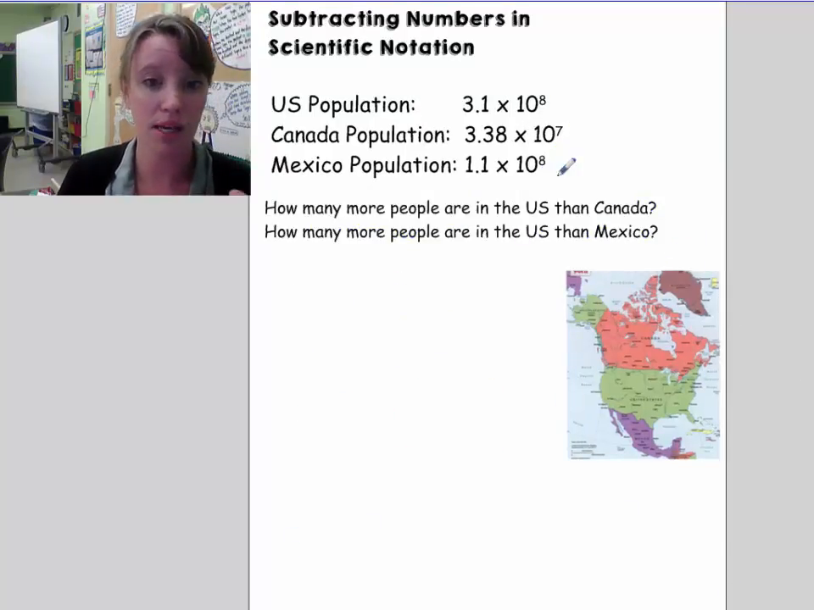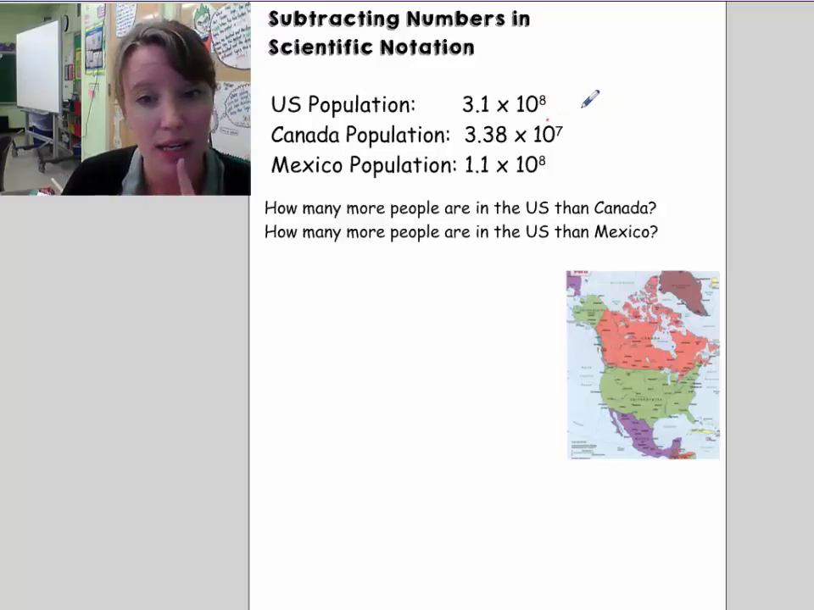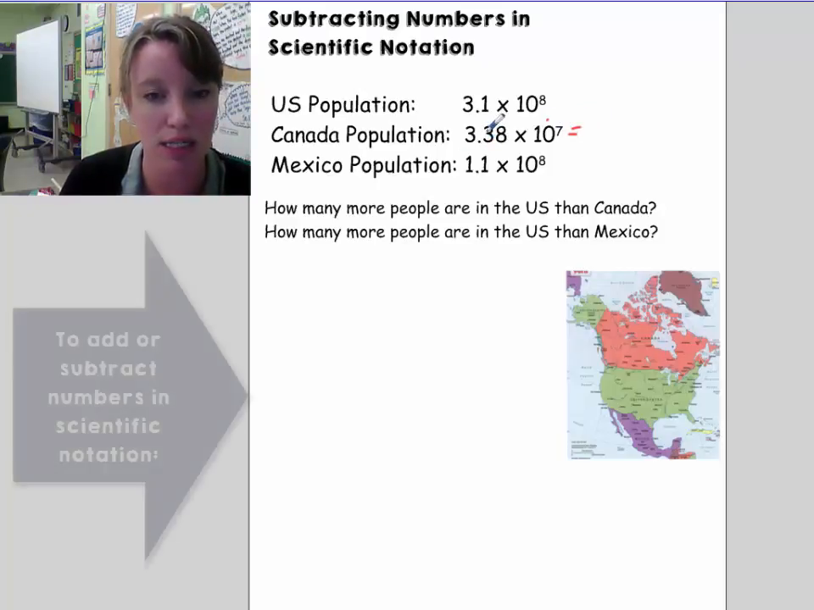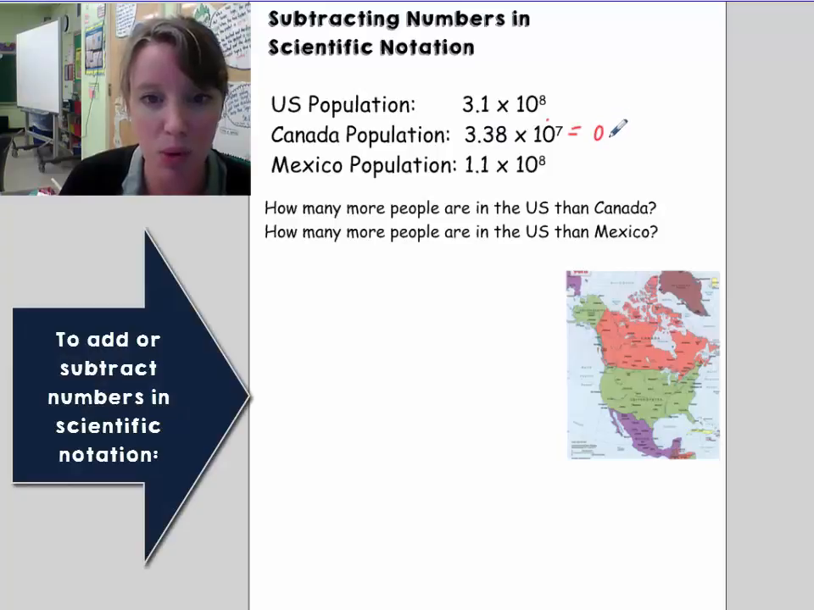Okay, let's say that we're trying to figure out how many more people are in the United States than Canada, so I want to subtract the Canadian population from the United States population, okay? I am going to do the same trick. Now let me think. I can either change the US population to be the same order of magnitude as Canada or vice versa. So actually I'm going to change the Canadian population to be in the same order of magnitude as the United States. So what I want to do is add a power of 10 to that order of magnitude.